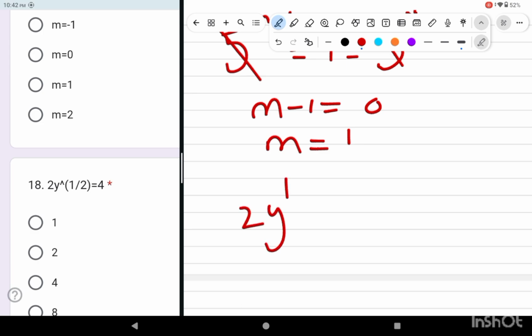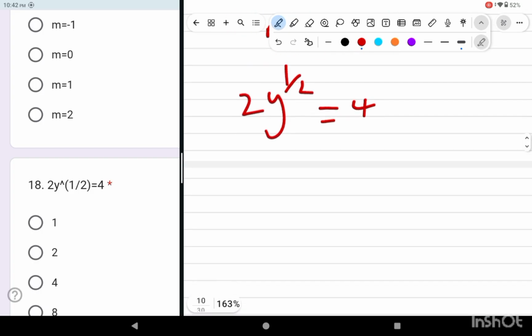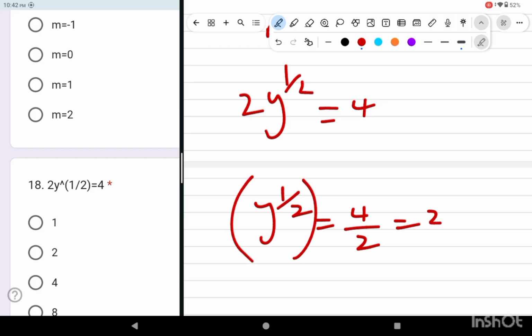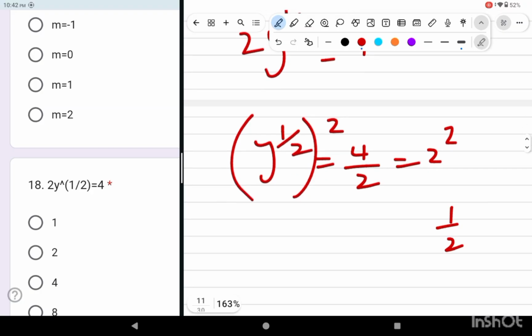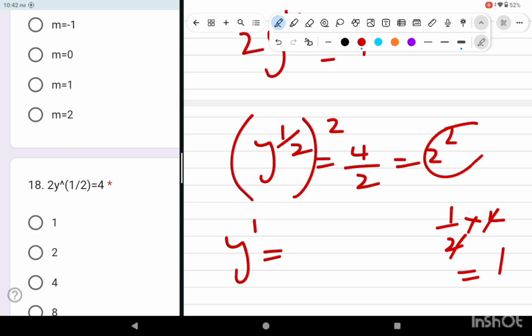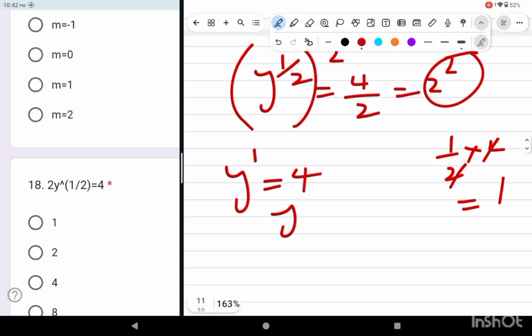Question 18. 2y raised to power 1 over 2 equals 4. As the index is not affecting 2, divide both sides by 2. So we have y raised to power 1 over 2 is equal to 2. Now multiply both powers by 2. Why do we use 2? 2 can neutralize the power 1 over 2 to make it 1. The left hand side becomes y raised to power 1 equal to, right hand side becomes 4. So final answer, y is equal to 4.